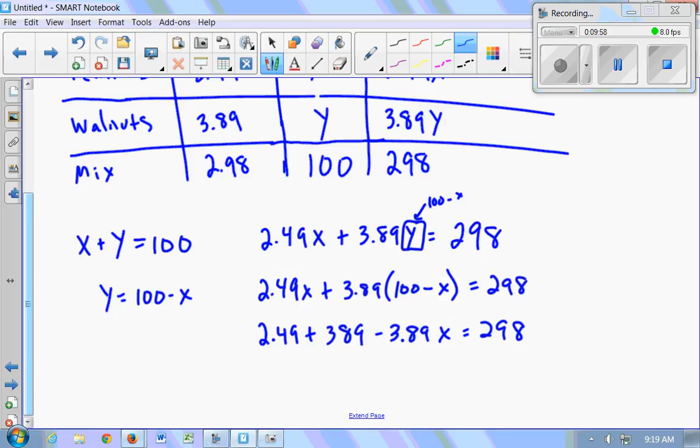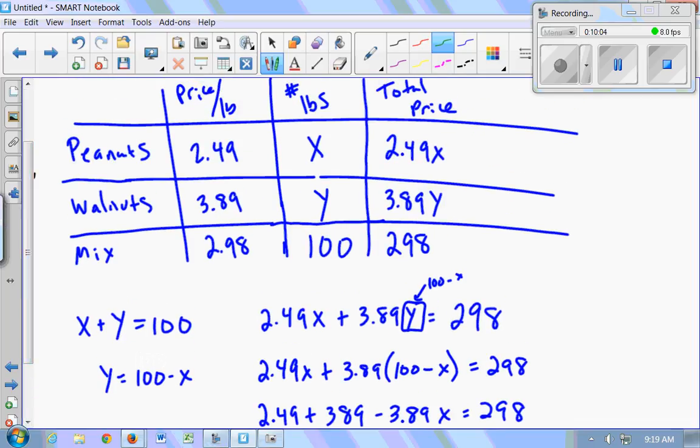That 298 represents the total price of the mixture, which is $2.98 per pound, and there's 100 pounds. So I multiplied 298 times 100 to give me 298. Yeah. So in general, in these mixture problems, you multiply across, and you add to go down, except for the first column, right? X plus Y is 100. 249x plus 389y equals 298. So you can add.